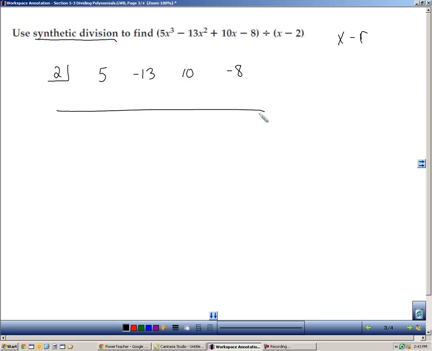Now put a bar underneath here, and the first thing you do is bring down the 5. You add 5 plus nothing, and you put a 5 here, and now you're going to multiply.